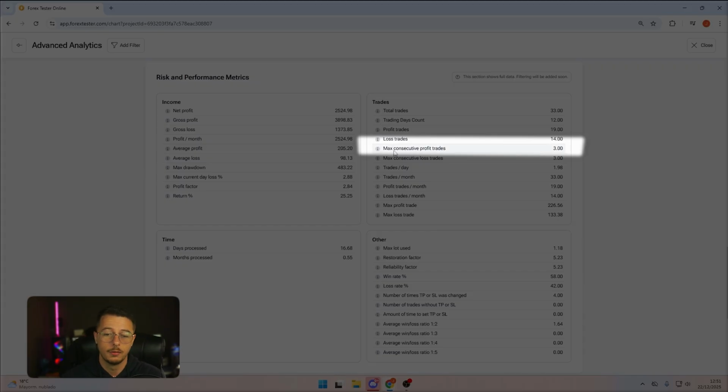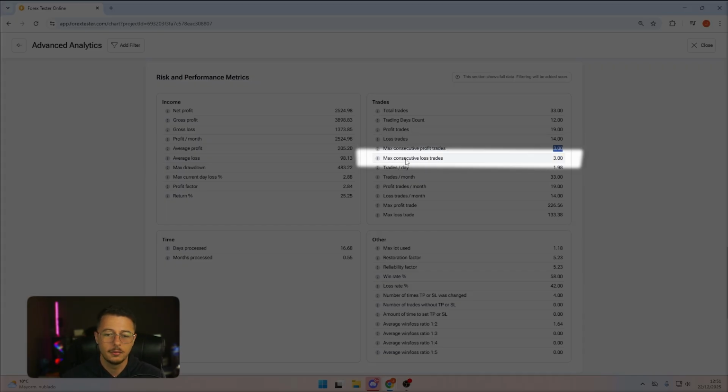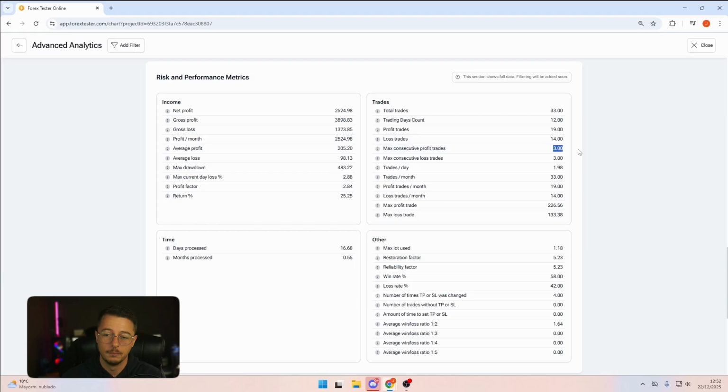And as well, we have the max consecutive profit trades landing at 3, and the max losing trades is at 3 as well. So having a risk reward of 1-to-2, this is perfect as well, because normally we should have the max loss at 6 or 7 trades if we want to have a max consecutive profit trades of 3. So the metrics are really, really nice.